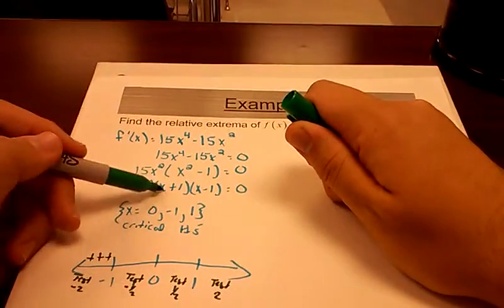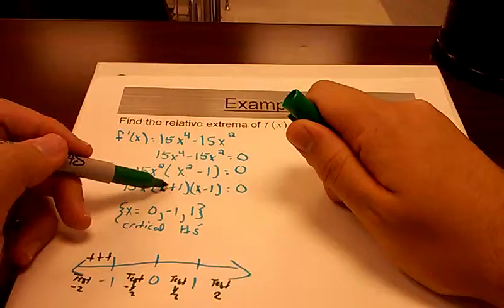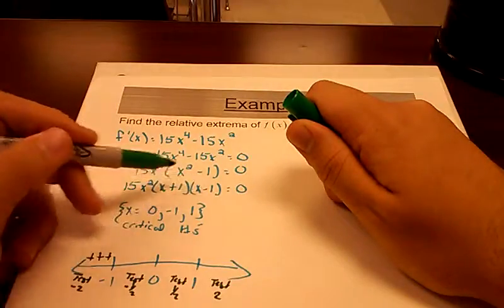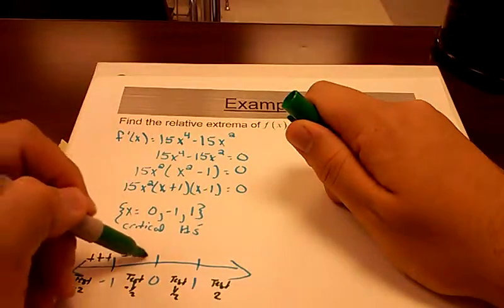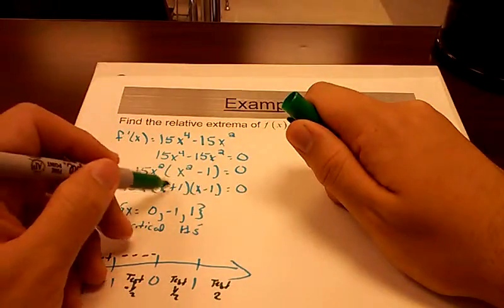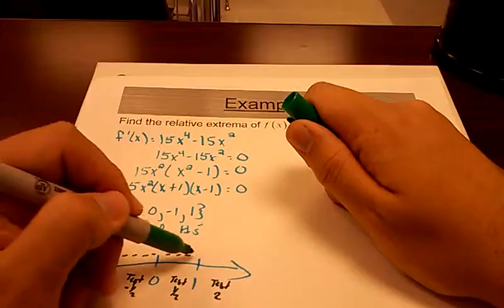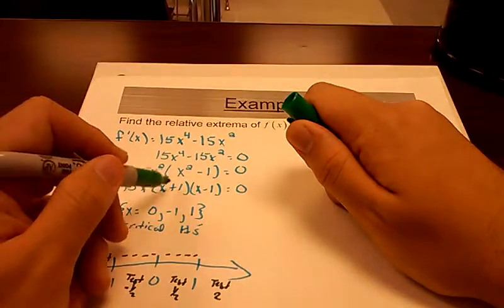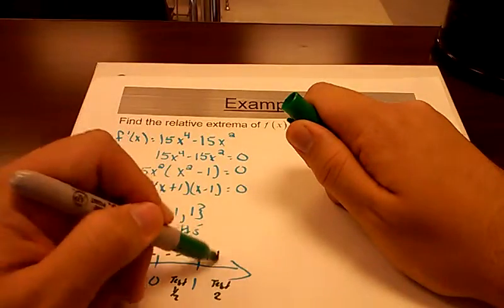If I plug in -1/2, -1/2 plus 1 is a positive, but -1/2 minus 1 is a negative, so a negative times a positive is a negative. Plug in 1/2. 1/2 minus 1 is a negative. 1/2 plus 1 is a positive. Negative times positive is a negative. And then plug in 2. 2 plus 1 is a positive. 2 minus 1 is a positive, so that would be positive.